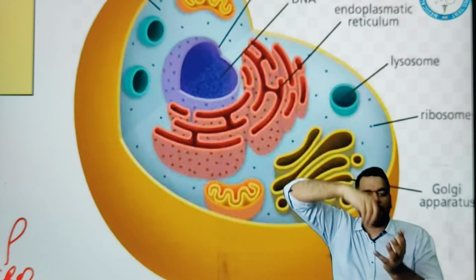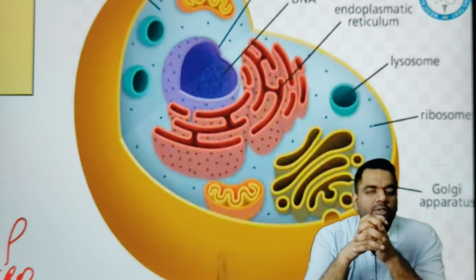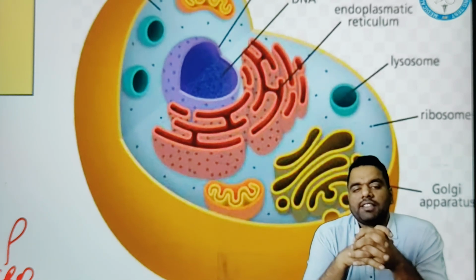Once all of this garbage is dumped into the lysosome, it is burned with the help of the acid, and that's why the lysosome is the garbage collector of the cell, right? Or we can also say the suicidal bag.